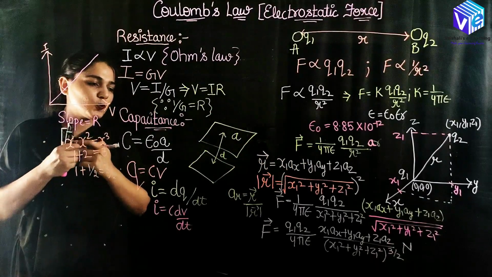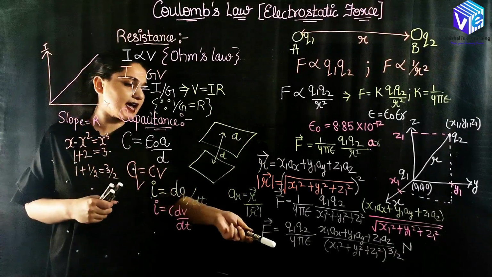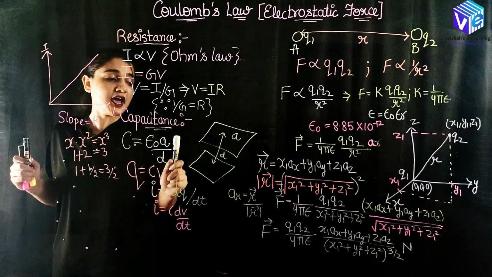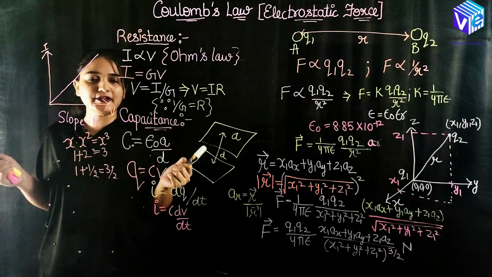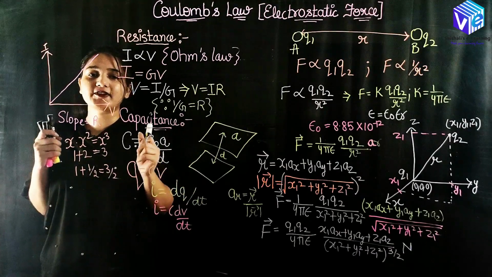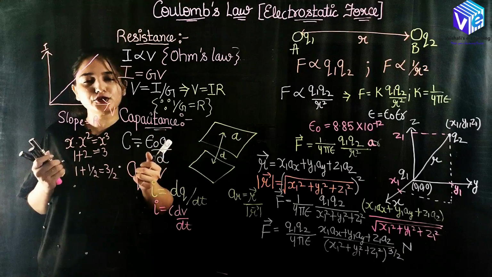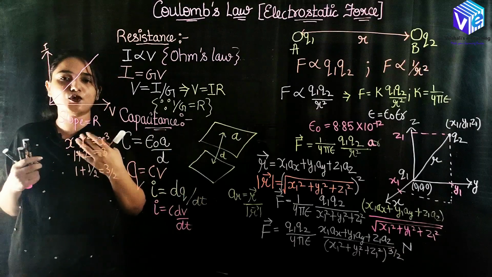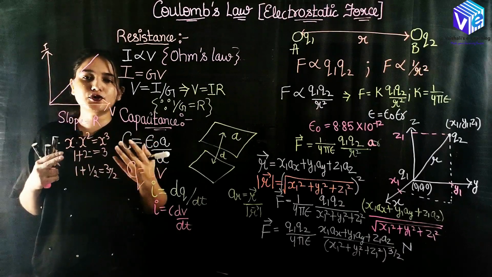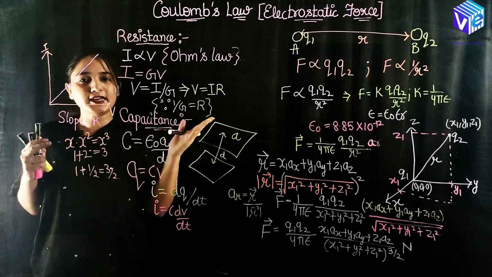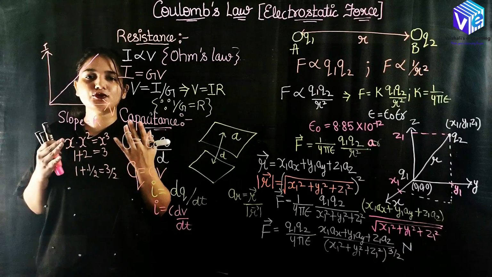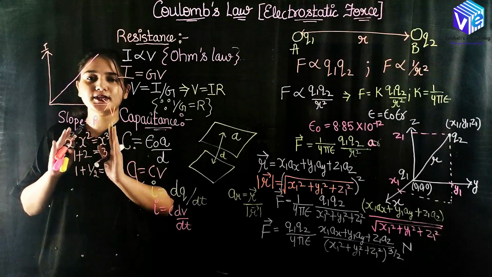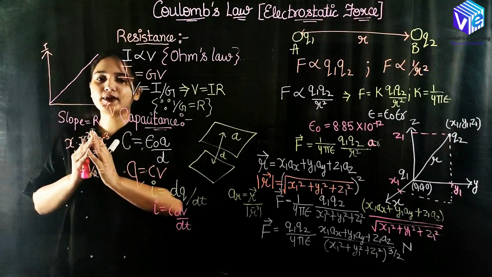So this is q1 q2 upon 4 pi epsilon, x1 ax plus y1 ay plus z1 az, upon x1 square plus y1 square plus z1 square raised to power 3 by 2 Newton. So the unit of force is Newton. It's a vector quantity. We know the direction. The direction is always from Q1 to Q2 or in the direction of Q1 and Q2. The direction could be from Q1 to Q2 or Q2 to Q1, so it depends upon the nature of Q1 and Q2.